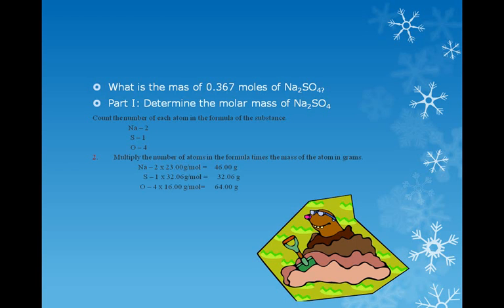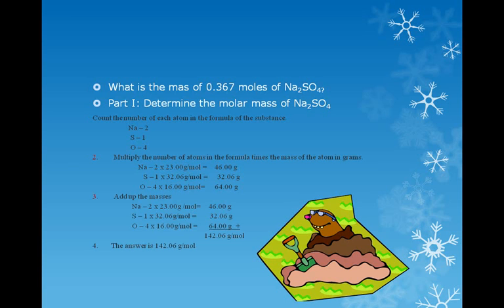And of course there are 4 oxygens. Each one has a mass of 16, that's its atomic mass. We multiply 4 times 16 grams per mole, and we come up with 64 grams. We add up those masses, and we get a molar mass of 142.06 grams per mole.